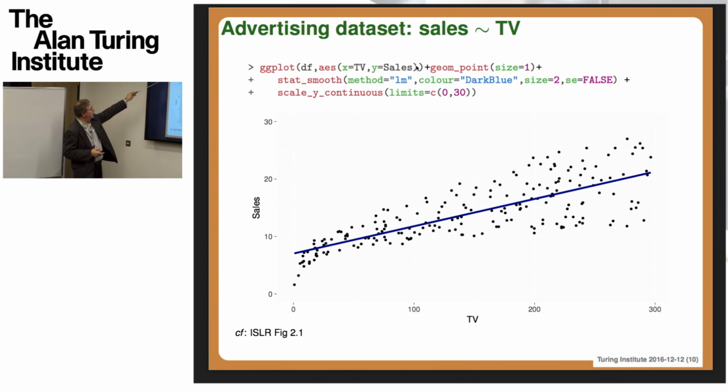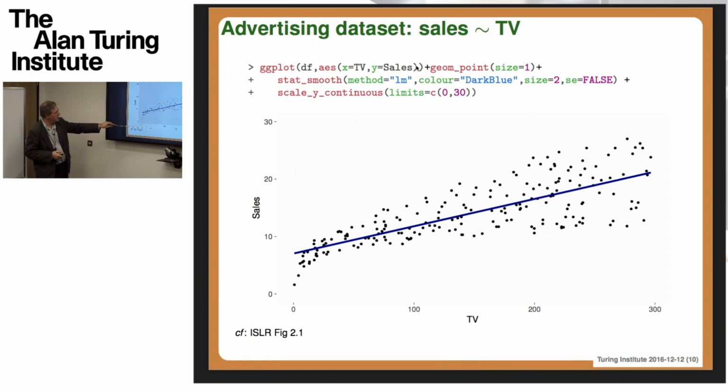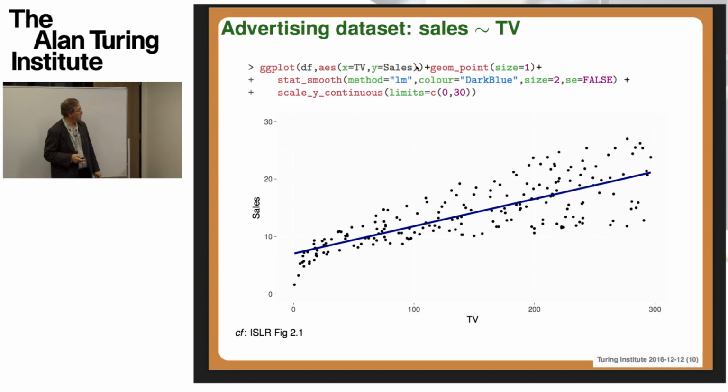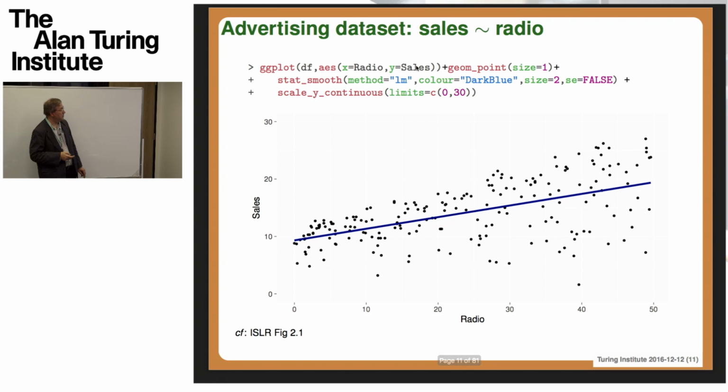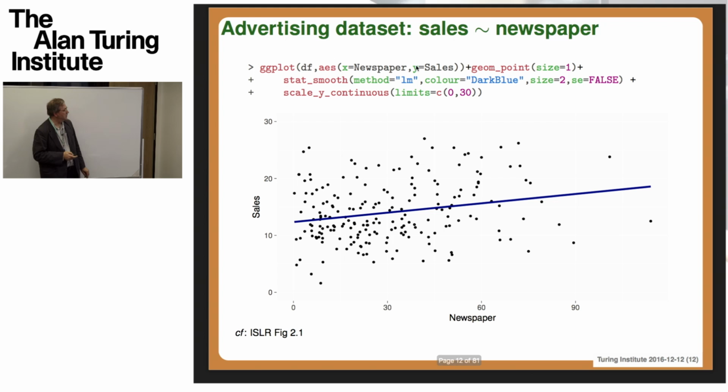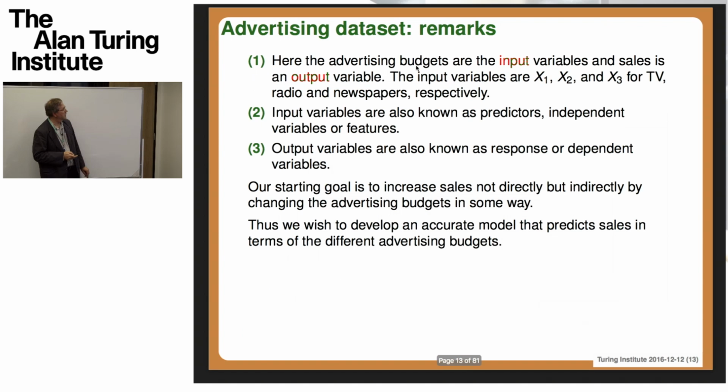Similar R commands to plot the sales against the TV advertising budgets. We see that the more spent on TV advertising, the higher the sales. Likewise for radio, although there's quite a big spread of the data points and possibly non-linear spread as well. And similarly for newspaper. Okay.